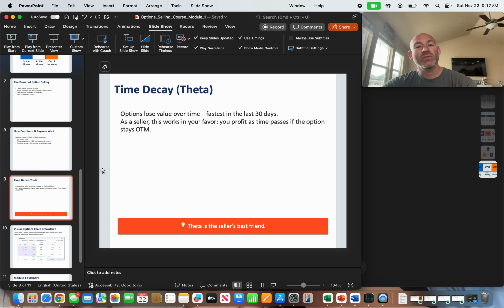So the time decay component is what makes us so amazing. This is what makes it work so well. That last 30 days is when an option decays the fastest. So whether you're selling monthly options, 60 options, weekly options, doesn't really matter. It's up to you. I like to sell weekly options, but the last 30 days is when it decays the fastest. So as a seller, this works in your favor. You profit as time passes.